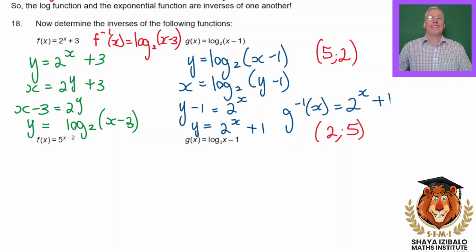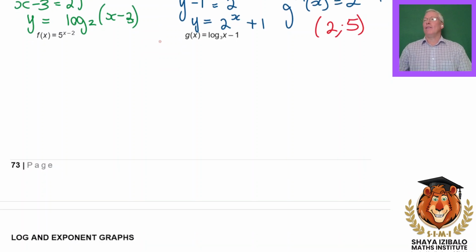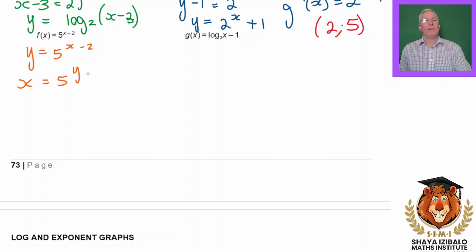Okay, right, let's try the next one. We'll do the next one with an orange pen just because we can change the colors. Right, so first thing we do is we write it as y equals 5 to the x minus 2. Next thing we do is we swap x and y around. Just be careful with your handwriting that's in the exponent, okay?